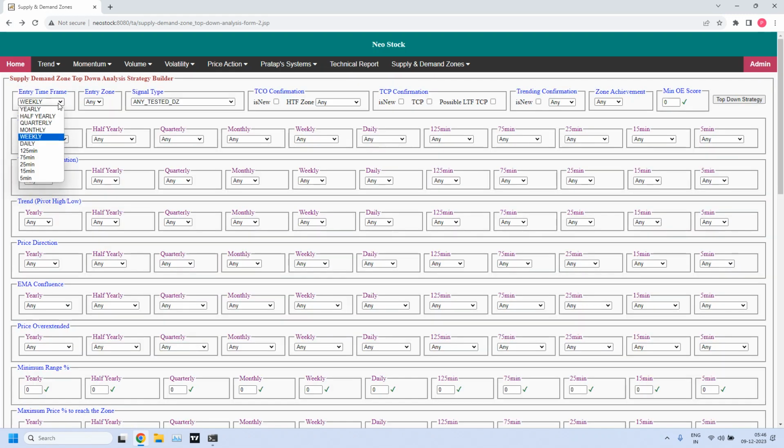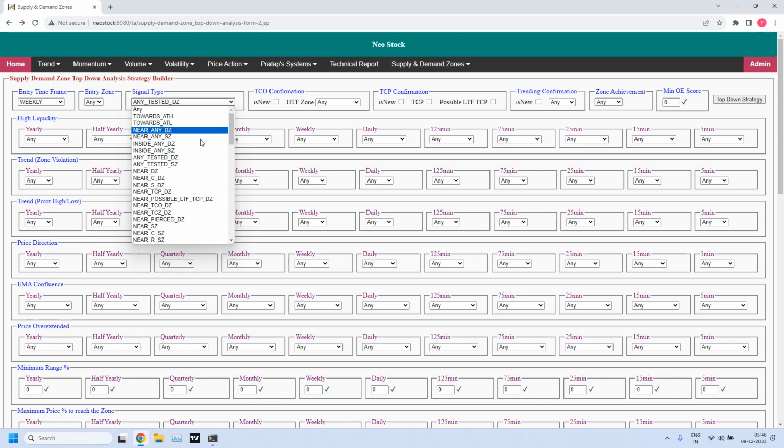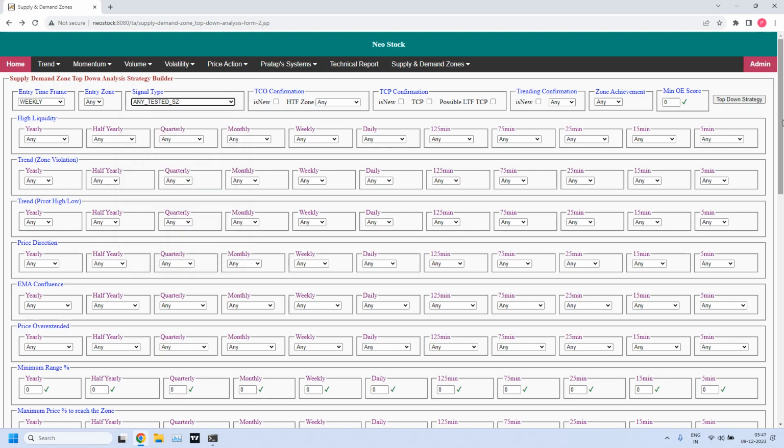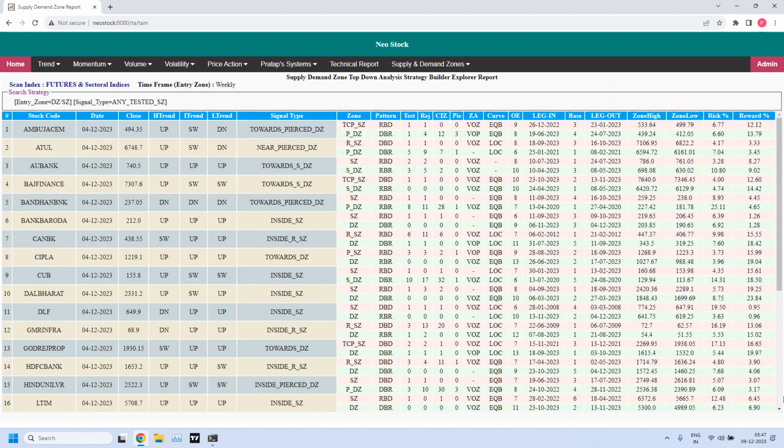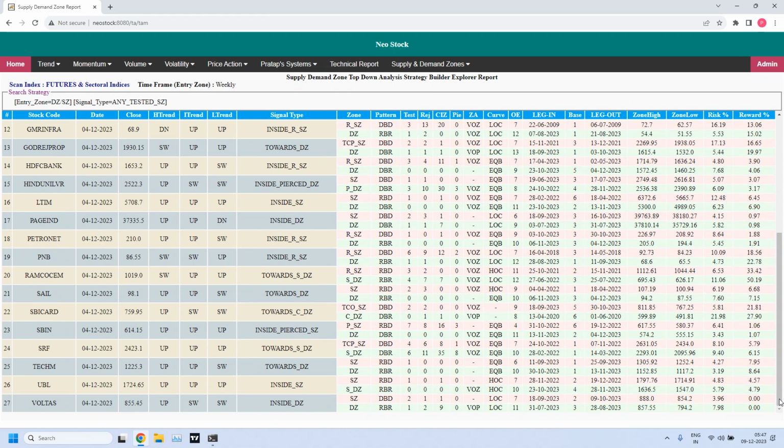Let's go back. Entry time frame is weekly. Let us find the stocks tested the supply zones during this week. This is the list. So total 27 weekly supply zones are tested during this week.